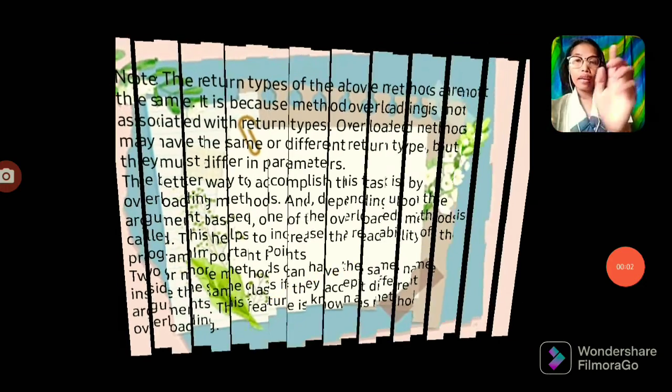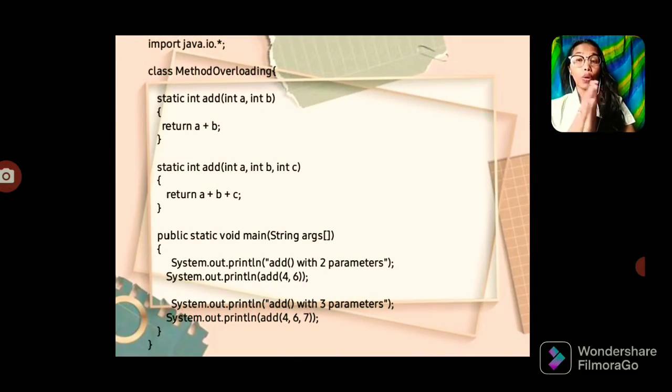Let's have the example. So this is the example of our overloaded method. Import java.io, class MethodOverloading, static int add(int a, int b), then we will return a plus b. Then we will move to static int add(int a, int b, int c), then we will return a plus b plus c.